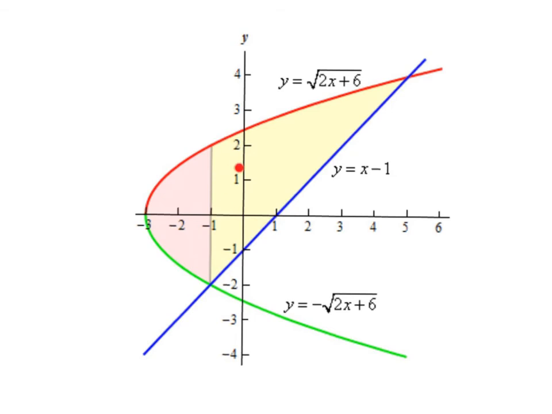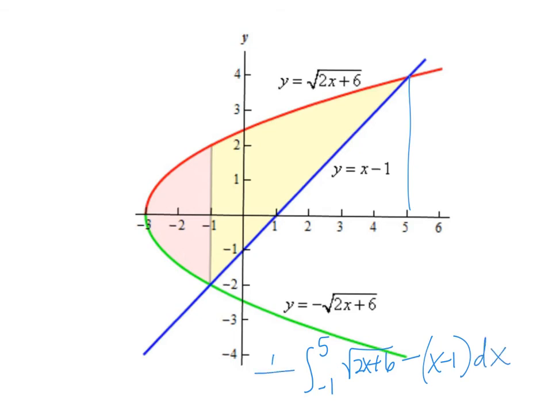All right, so you see this yellow part right here. This would be a traditional part. I would need to know where this is. It looks like it's at -1. So I would have the integral from -1 to about, what is that, 5? And then that would be the square root of 2x plus 6 minus the blue, which is x minus 1 dx. So that would be the yellow.